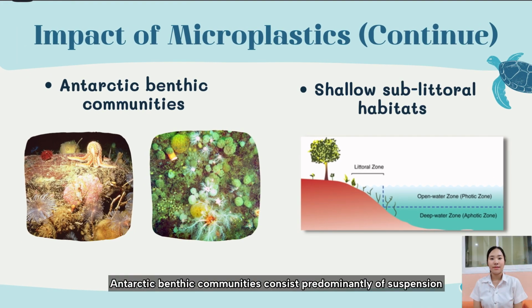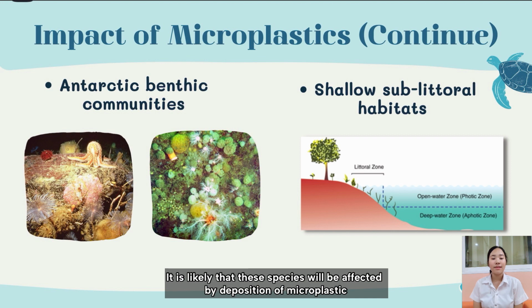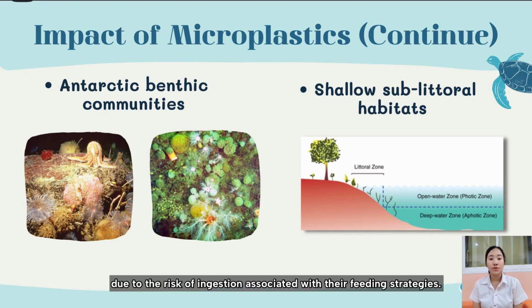Antarctic benthic communities consist predominantly of suspension and deposit feeders with dominant taxa in both shallow and deep water, relying on detritus in the water column and sediments to obtain energy and nutrients. It is likely that these species will be affected by deposition of microplastic due to the risk of ingestion associated with their feeding strategy.